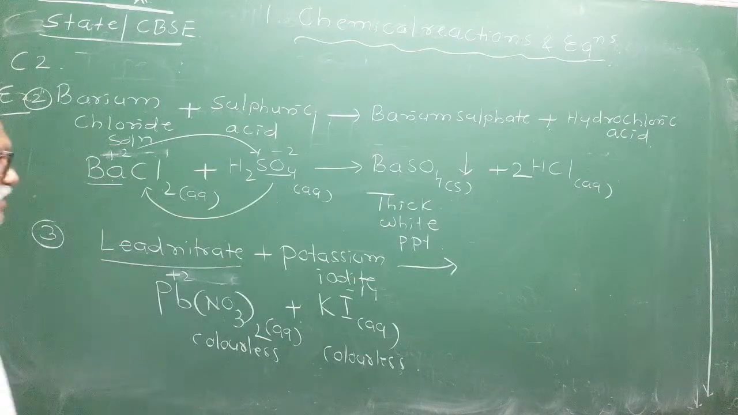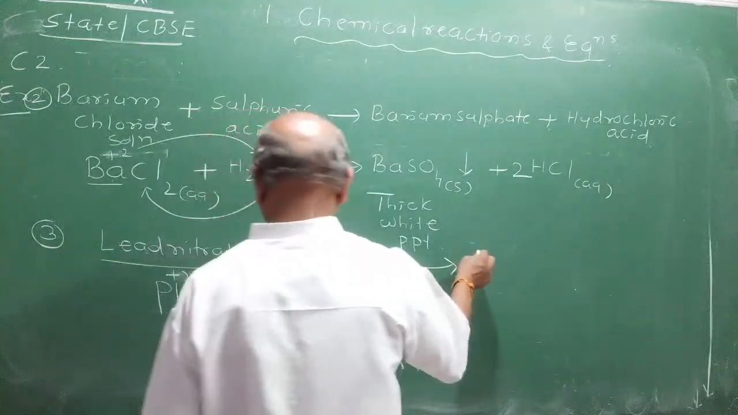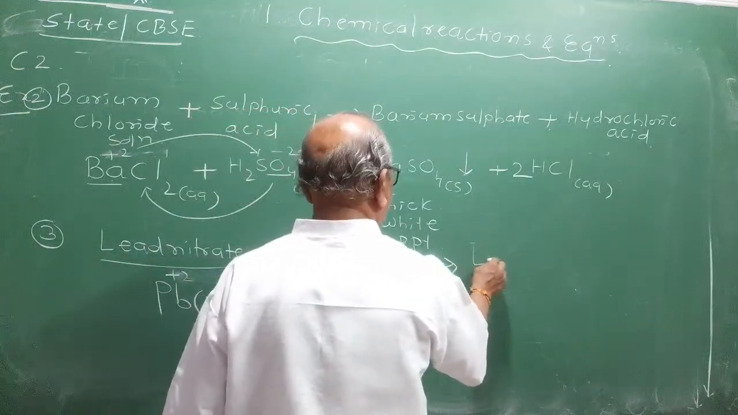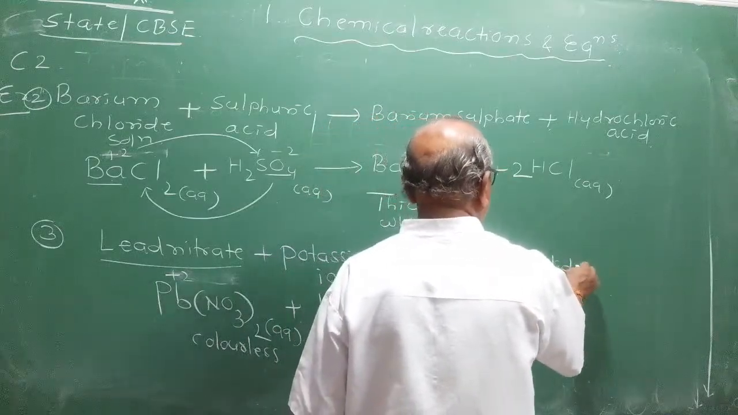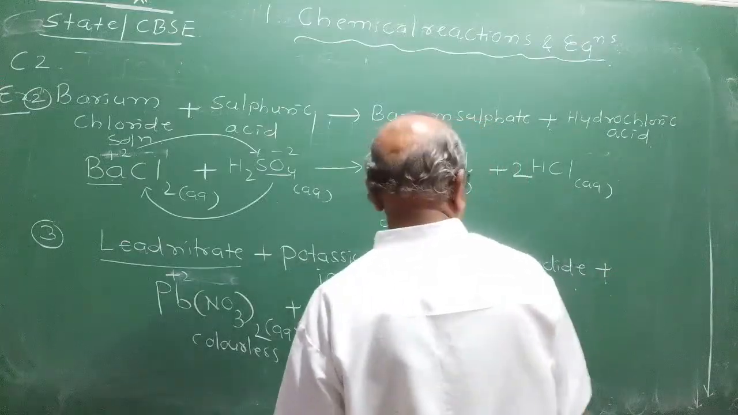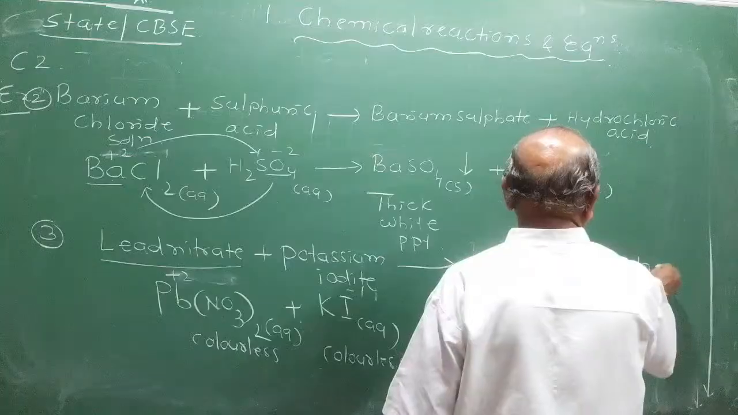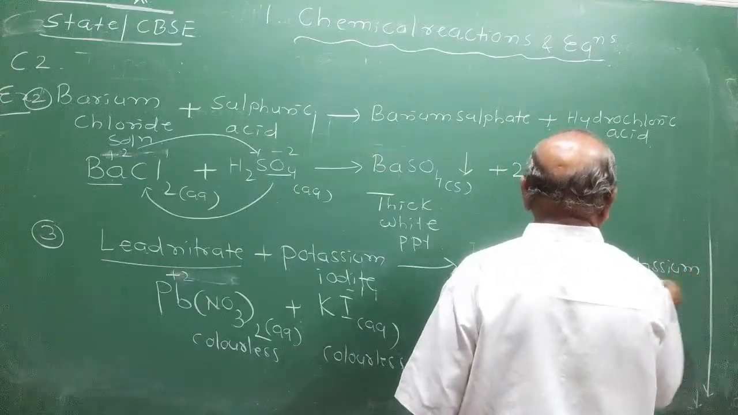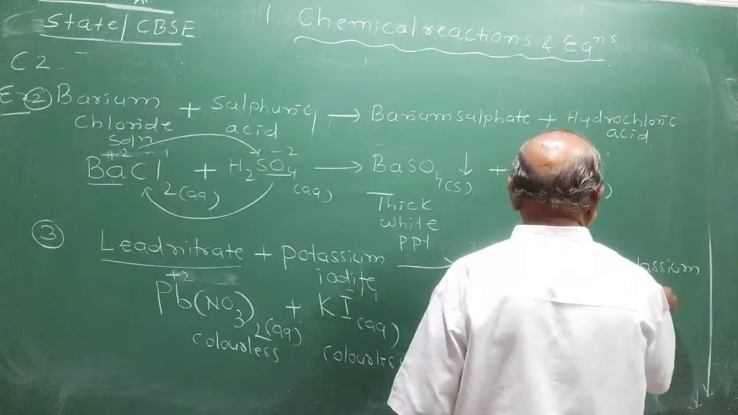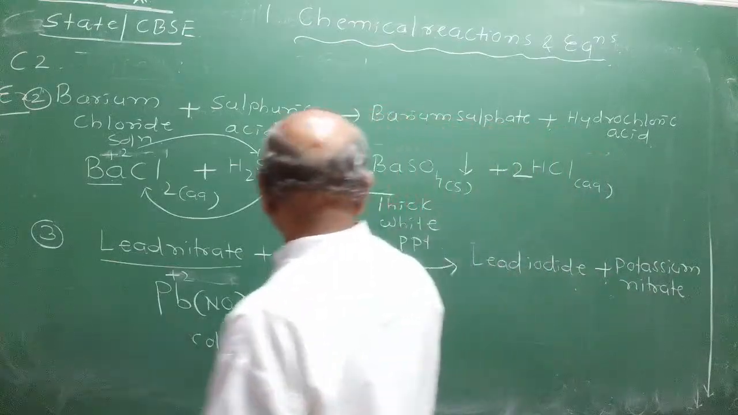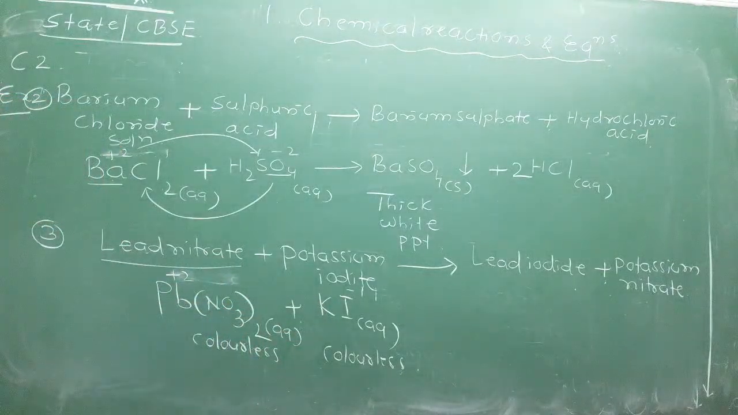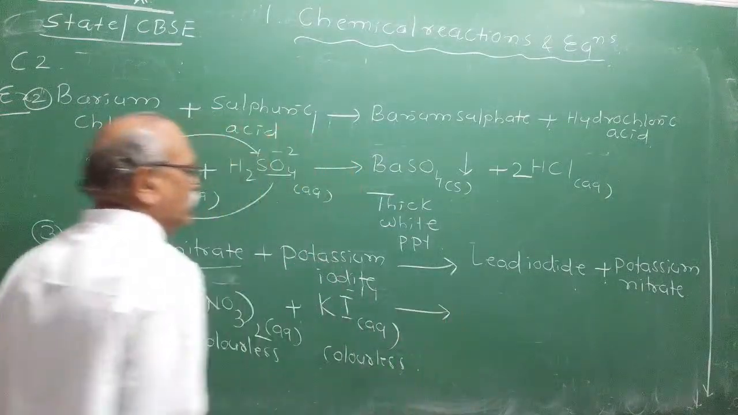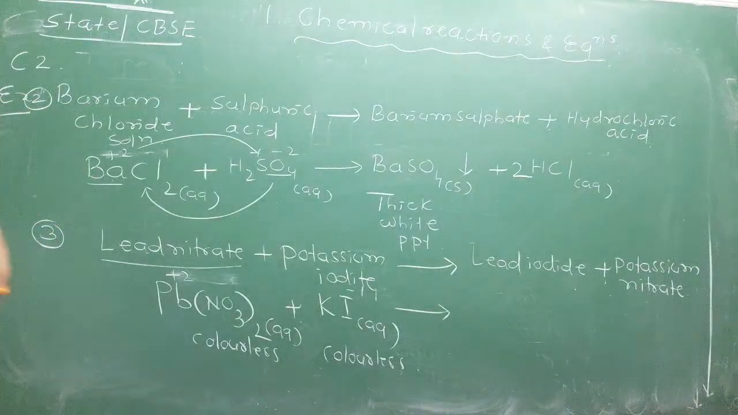Yes, you have to balance it. You will get the products. Products will be lead iodide, a yellow colored precipitate, plus potassium nitrate. They will exchange the ions: the iodide will go with lead and nitrate will go with potassium. This exchange of ions takes place. Therefore, the reaction is called a double displacement reaction. No conditions are required. At room temperature only, the reaction takes place.